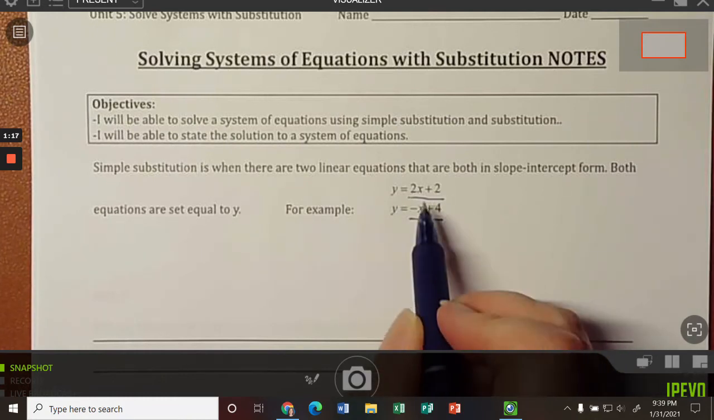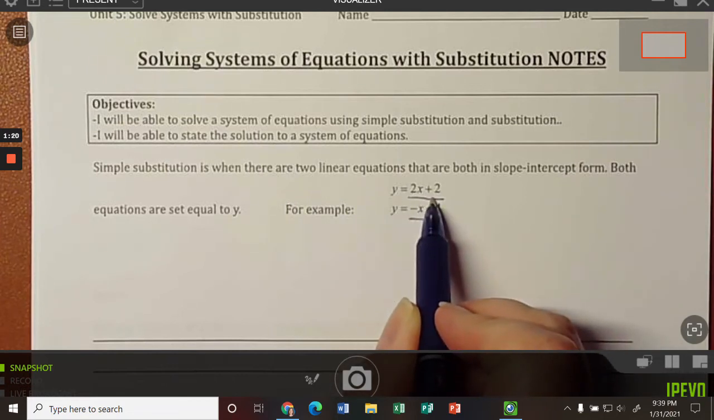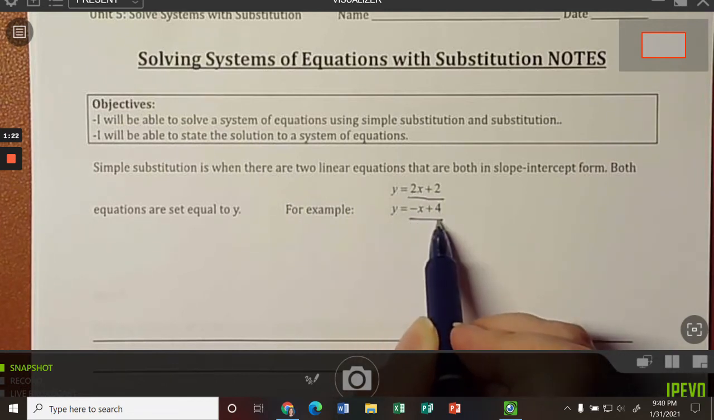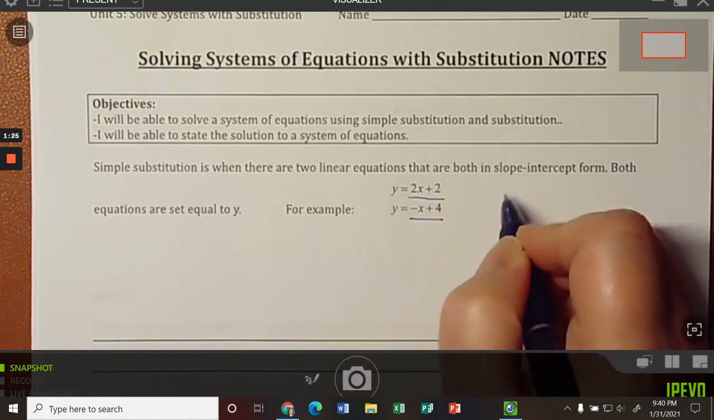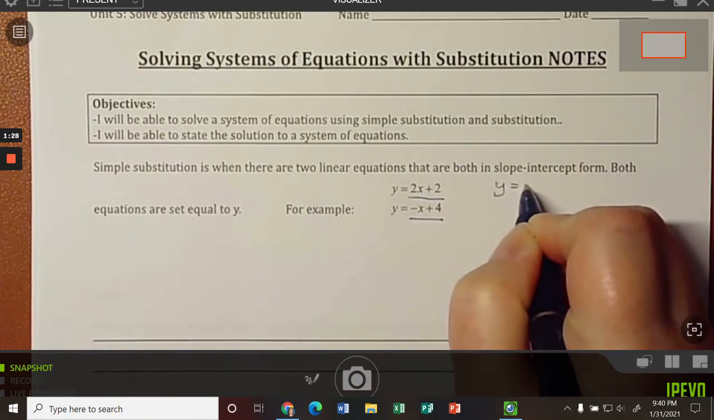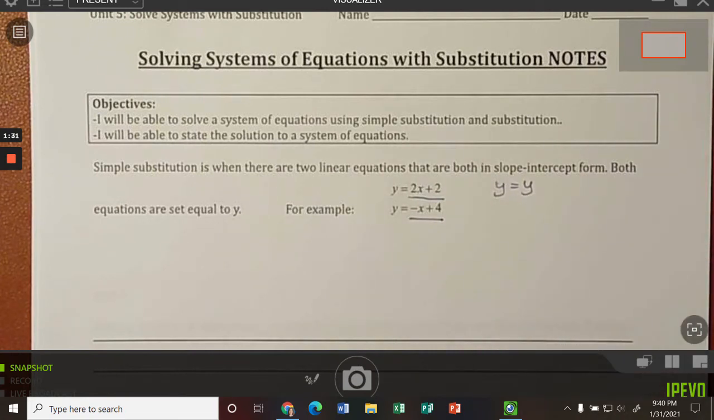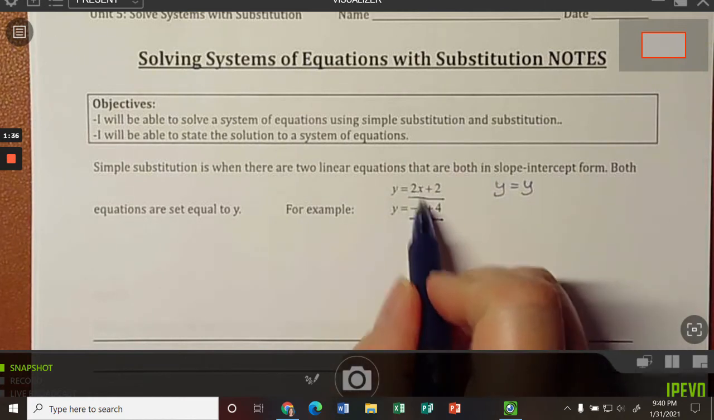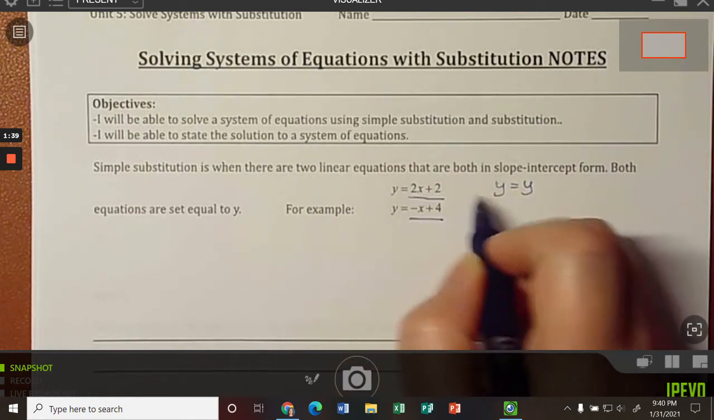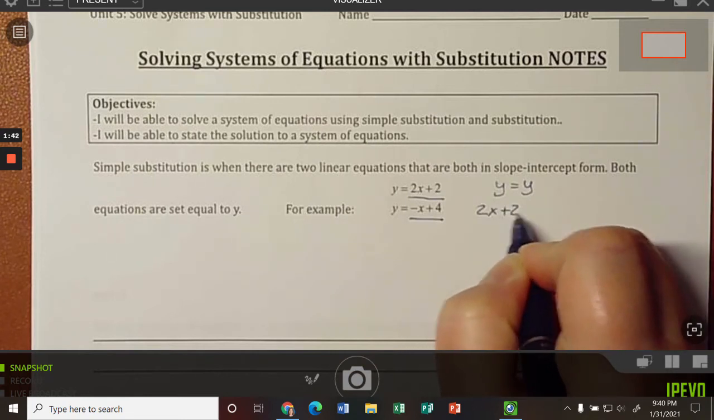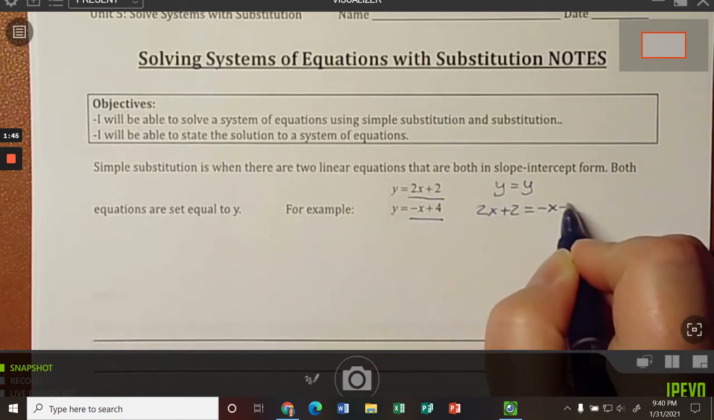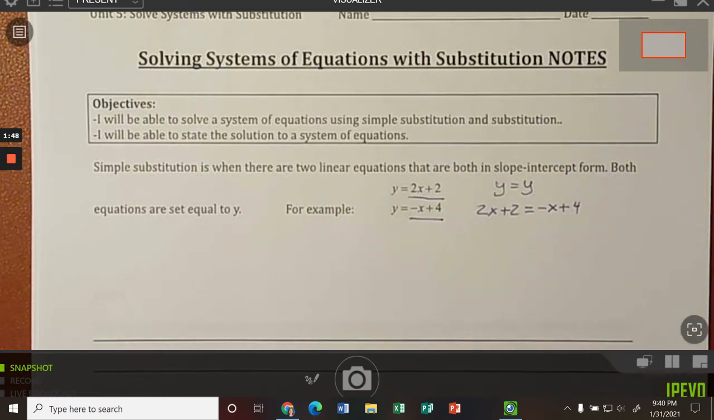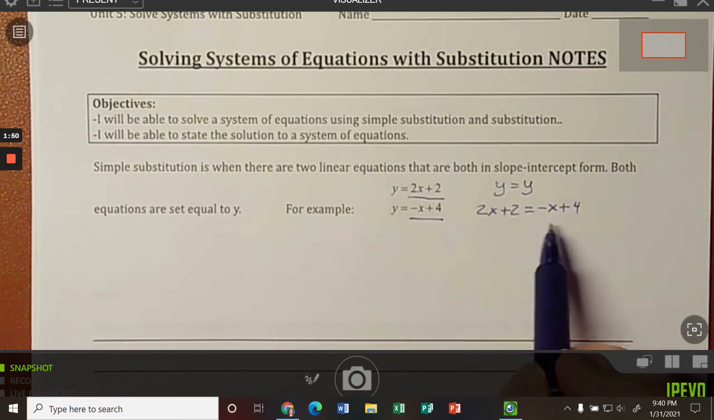Again, since these expressions are both equal to y, 2x plus 2 is equal to y, and negative x plus 4 is also equal to y, and since we know that y is equal to y by identity property, I can set these two expressions equal to each other as well and solve for my unknown variable x. So I can say 2x plus 2 is equal to negative x plus 4. Now I have a one variable equation. I have two x's, but that's the same variable, so it's called a one variable equation, even though I have x's on both sides of the equal sign.